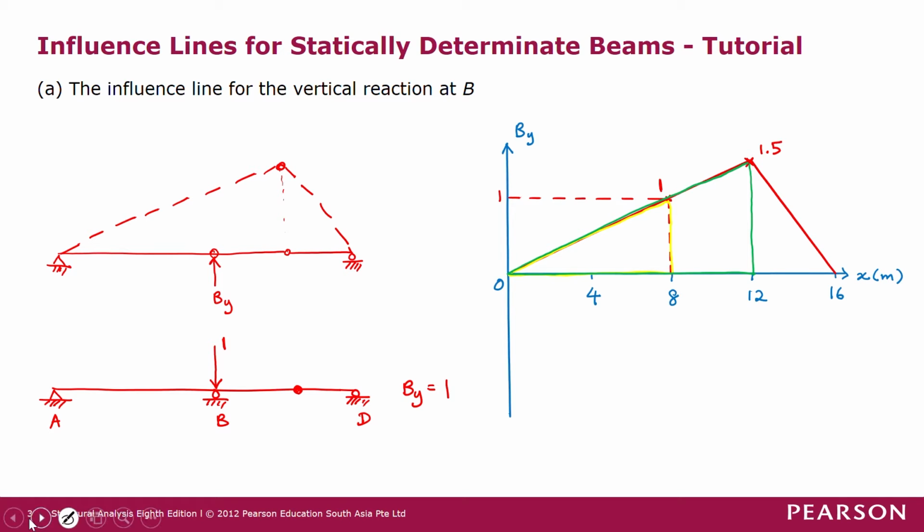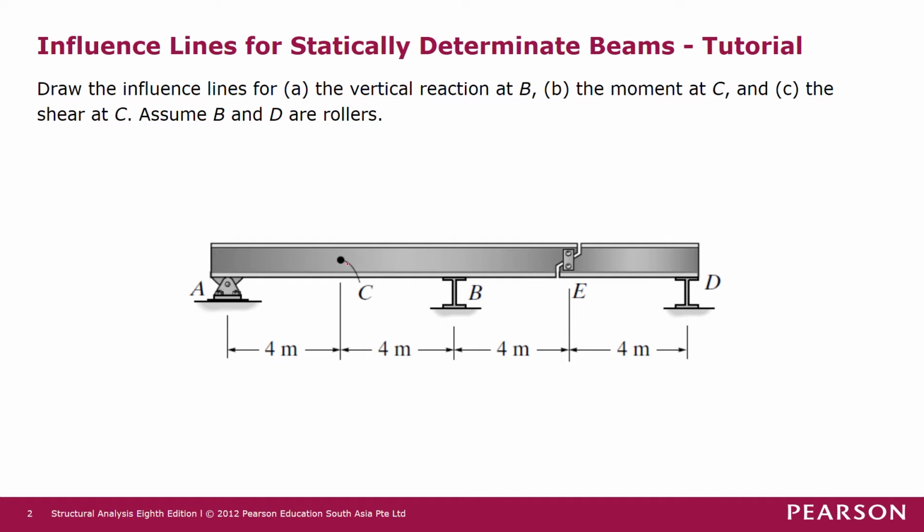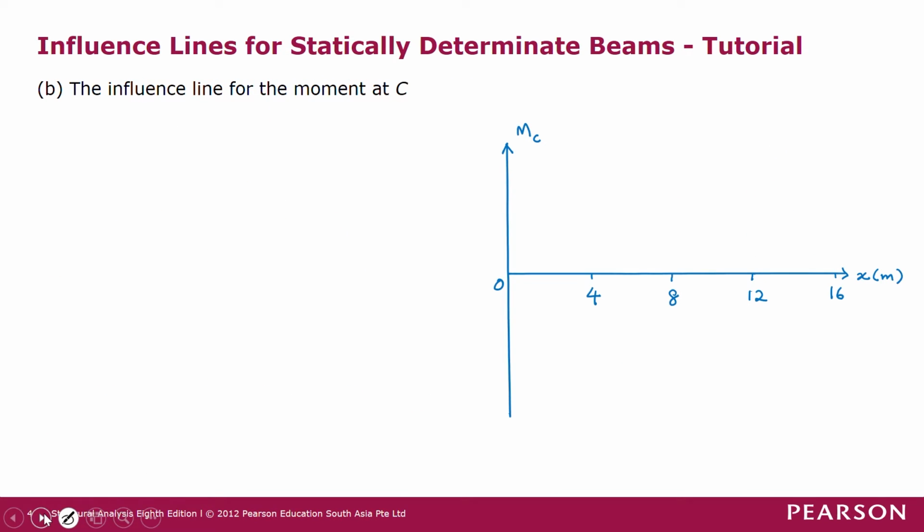Next, we want to determine the influence line for the moment at C. The moment at C is at the midpoint between A and B. Now we draw the beam first. At A we have a pin support, and this is point C here. B is a roller support, and then we have a hinge here, and at D we have another roller support.